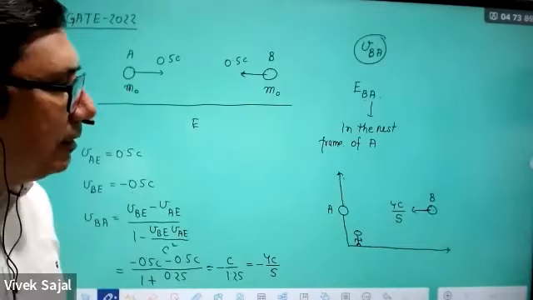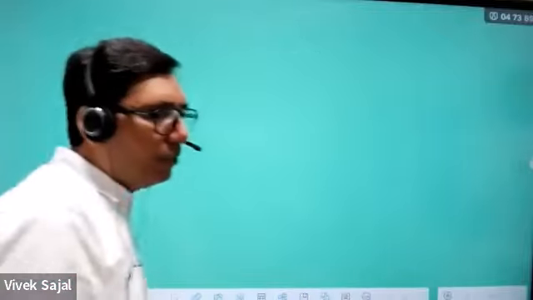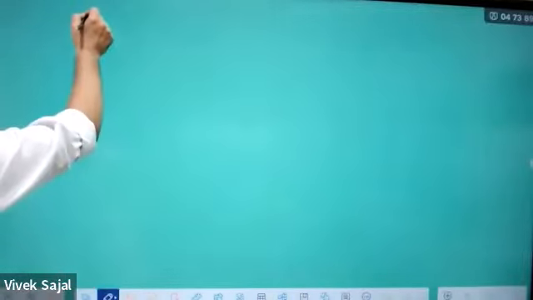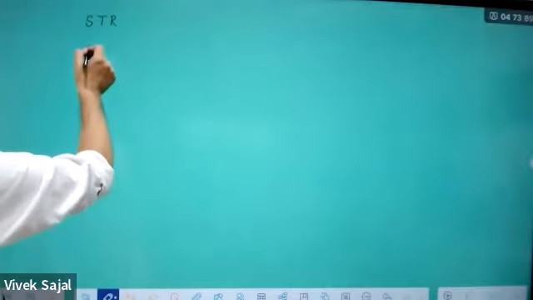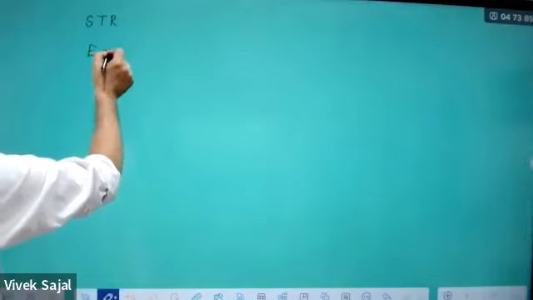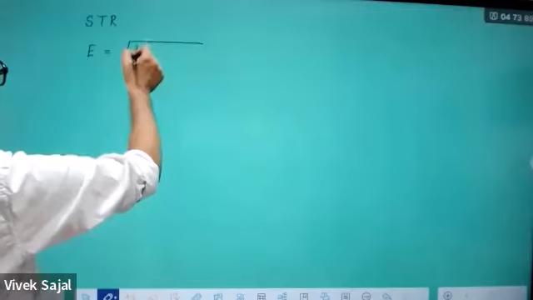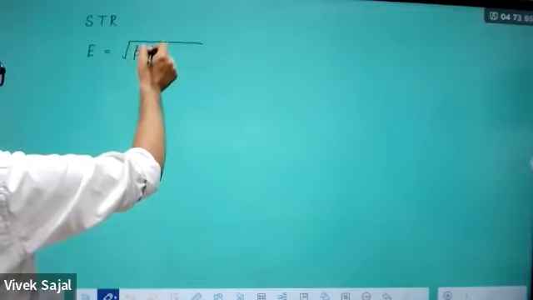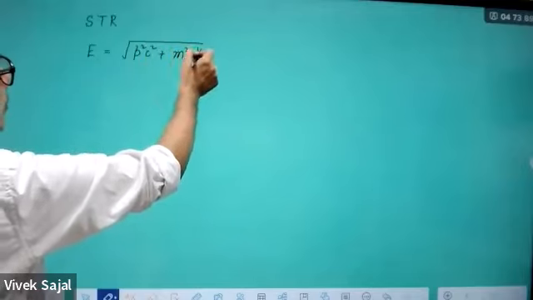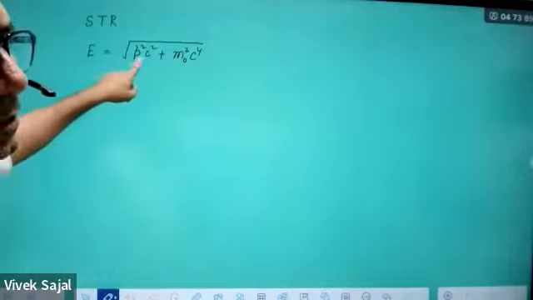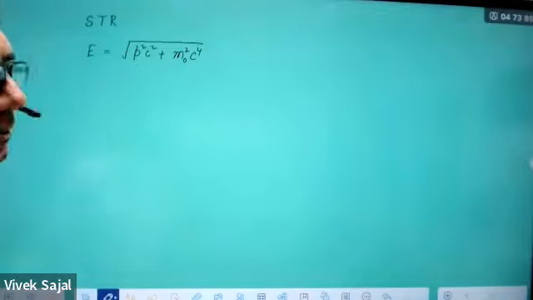In relativistic mechanics, however, I am not there, and I have not reached at this point, but I am telling you in STR, in Special Theory of Relativity, total energy of a particle is given by one of the formulas: P square C square plus m naught square c to the power 4. This will be the total energy if momentum is given. If P is given to you, you will use this formula to calculate total energy.